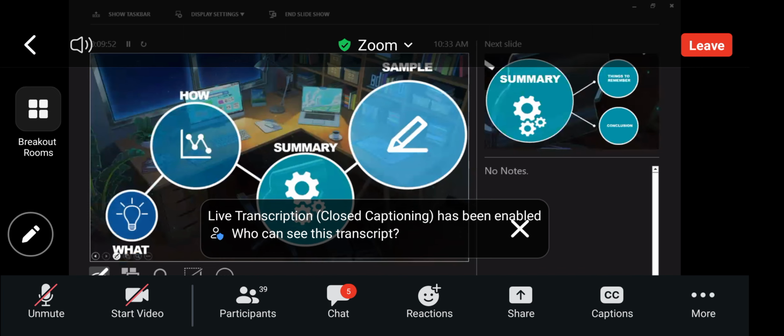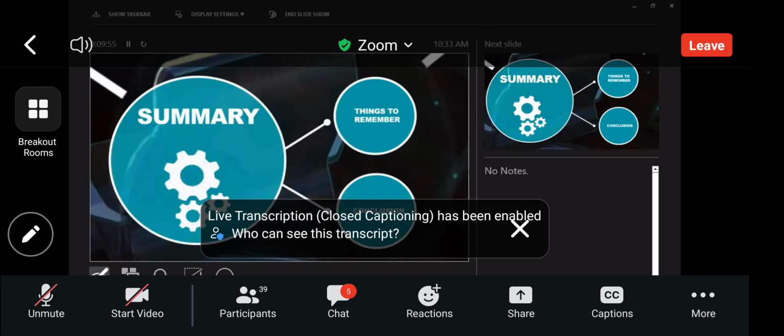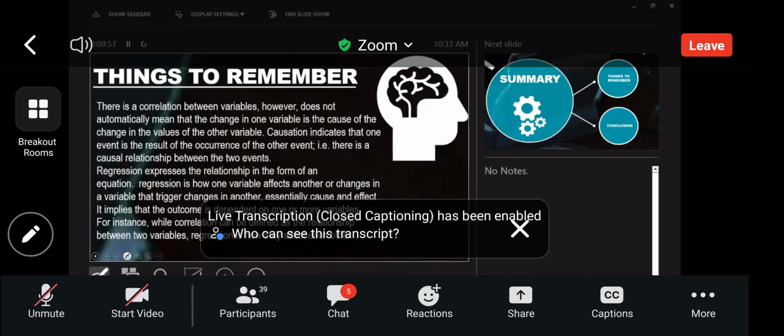So, i-summary ko muna po, then sample po tayo. Things to remember po pag gumagamit tayo ng scatter plot. So, meron tayong correlation between variables, but however, it does not automatically mean that the change in one variable cause the change in the values of the other variable. So, parang correlation is not equal to causation. So, si causation indicates that one event is the result of the occurrence of the other event. Example, there is a causal relationship between the two events.